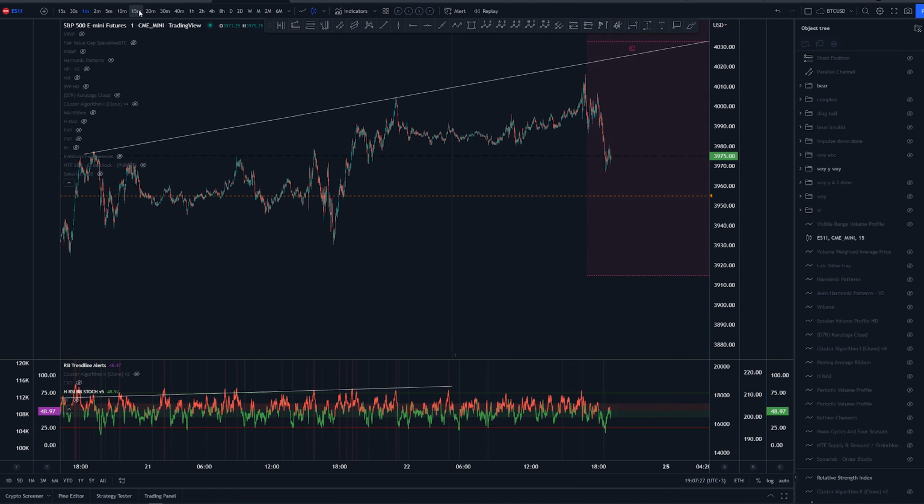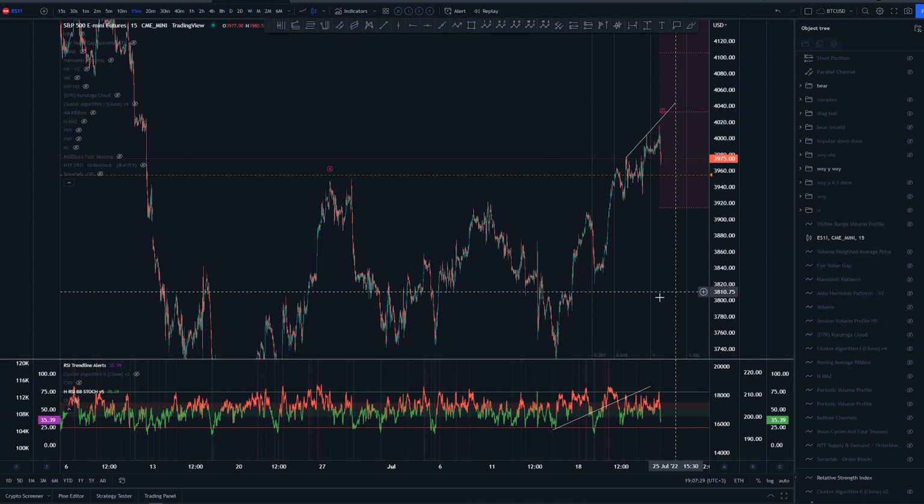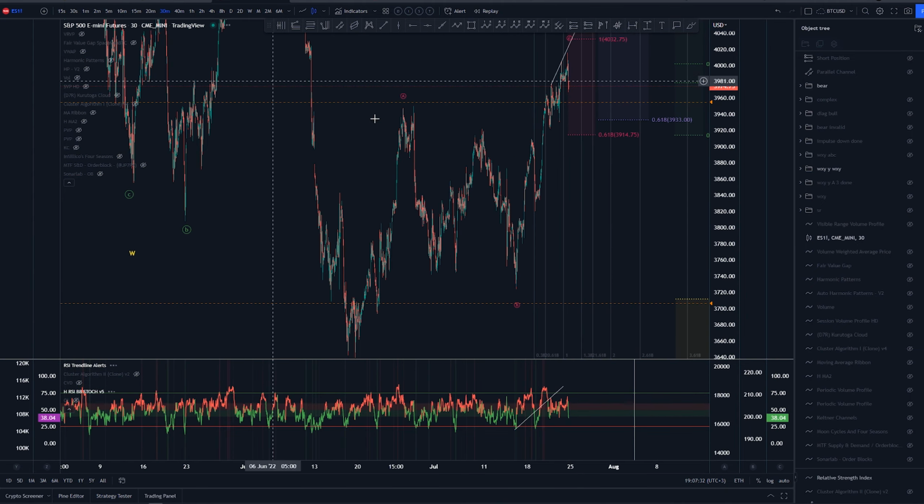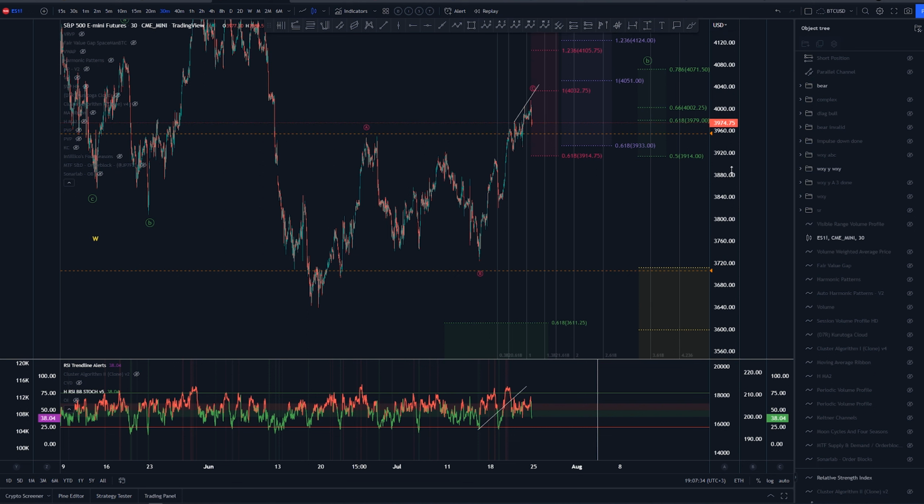But yeah, that is pretty much everything I wanted to cover here on S&P 500. My bias is still downwards overall. We'll see how it turns out though.